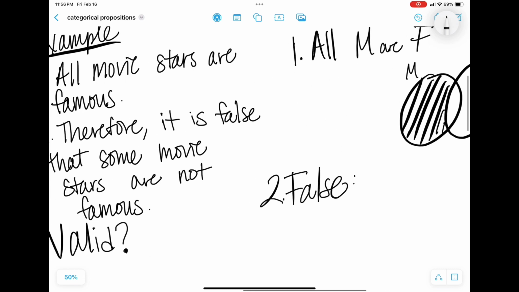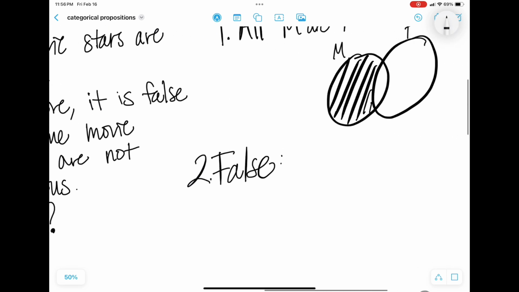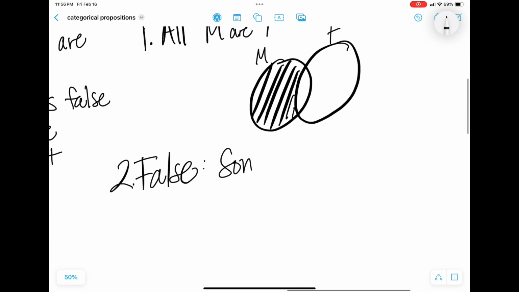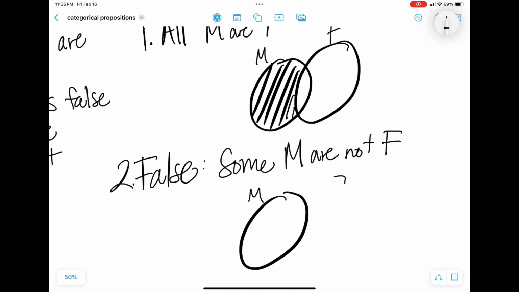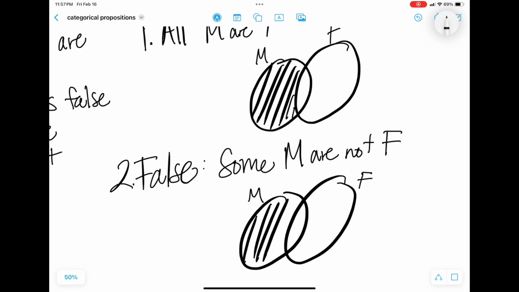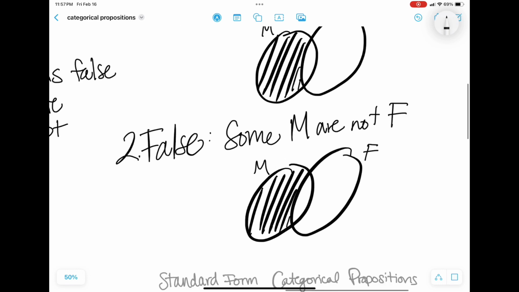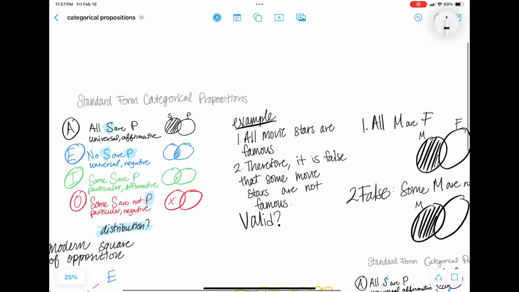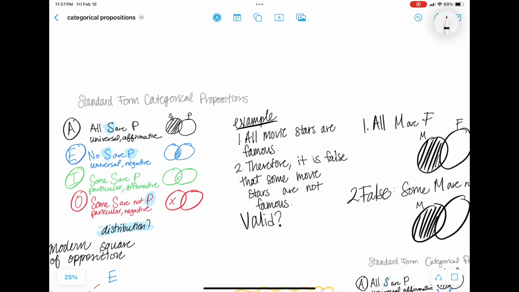It's saying the claim is false that some movie stars are not famous. So what does the claim that some movie stars are not famous look like on a Venn diagram? The claim that some movie stars are not famous looks like an X in the region that has M that's not F, right? So here this conclusion is saying that state of affairs in this Venn diagram is false, which would mean that that region, instead of having at least one member, does not have at least one member. In other words, it's empty. So since those 2 Venn diagrams are equivalent, that means that the conclusion here does follow from the premise.